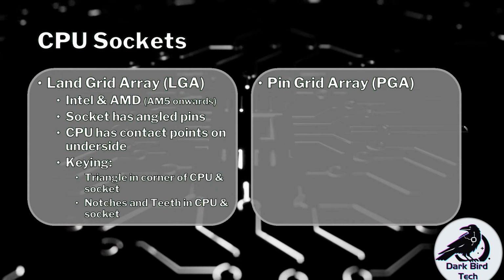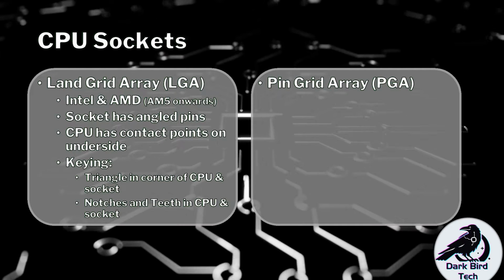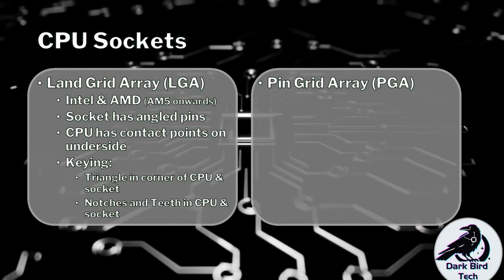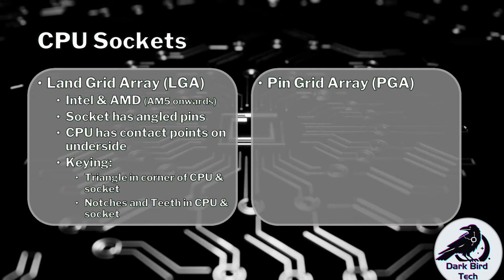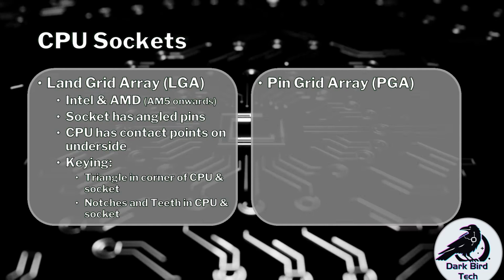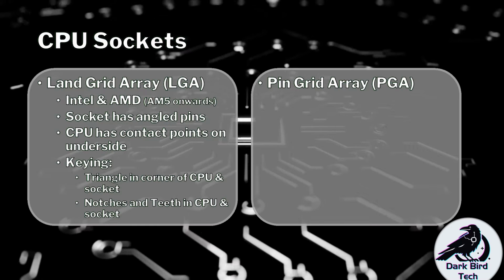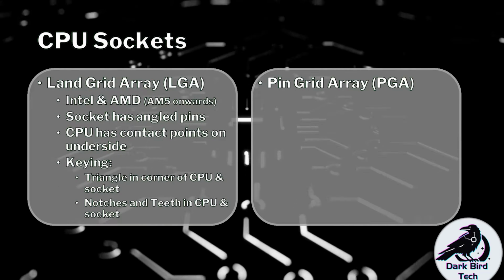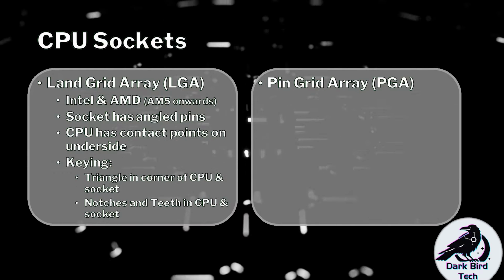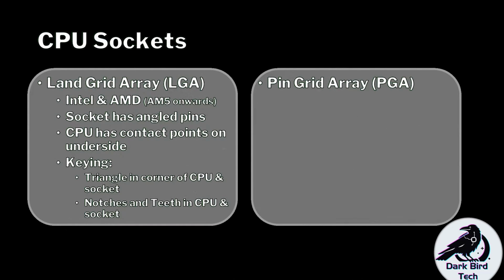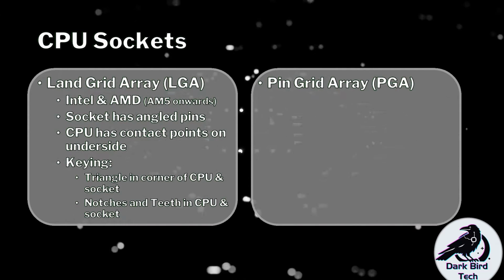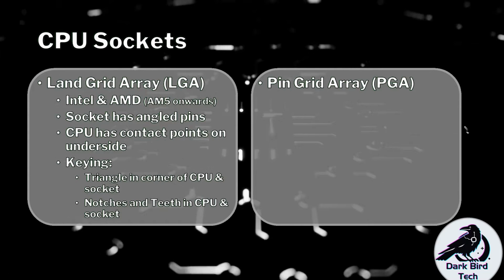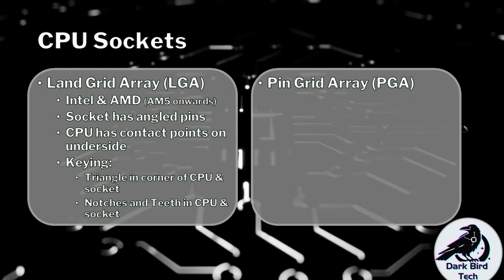There is a bit of keying for this obviously to make sure you put it in the right way around. There will be a triangle on the one corner of the CPU and there should be a triangle in the socket's corner as well. Those corners must meet each other. The sockets will also have notches and teeth to work with. Usually there'll be some notches in the CPU and there'll be some plastic teeth that you will line your CPU up with. And hopefully if you do it right, it should clip into place no trouble when you close the LGA ZIF socket.